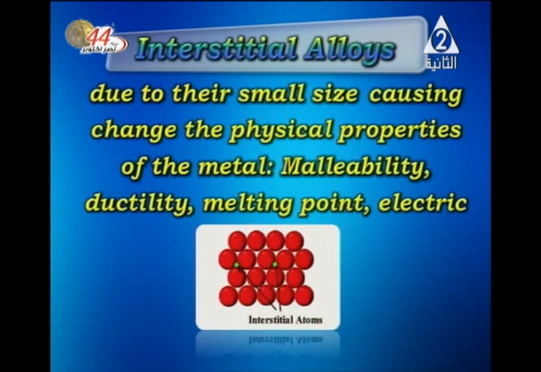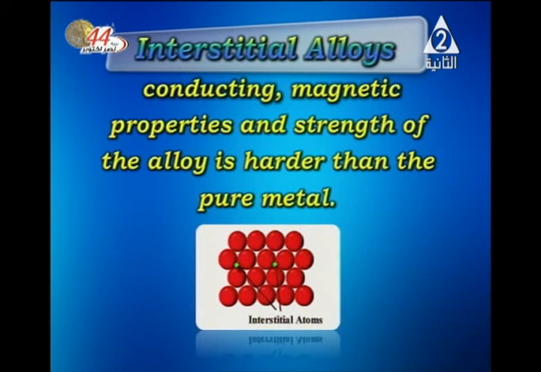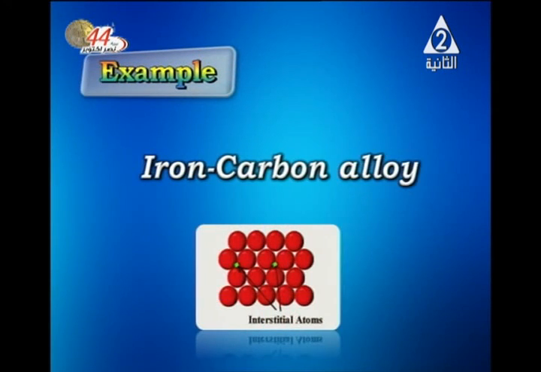due to their small size, causing a change in the physical properties of the metal: malleability, ductility, melting point, electric conductivity, and magnetic property, and the strength of the alloy is harder than pure metal. For example, iron carbon alloy that we call steel.